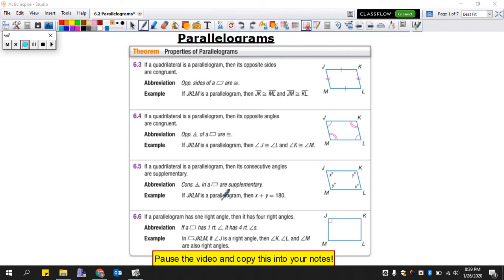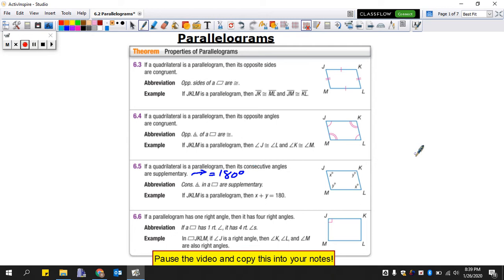If a quadrilateral is a parallelogram, then its consecutive angles are supplementary. Consecutive means they're on the same side. So in this case it's X and Y. X and Y are consecutive angles. And if you remember, supplementary means that they add up to 180 degrees.